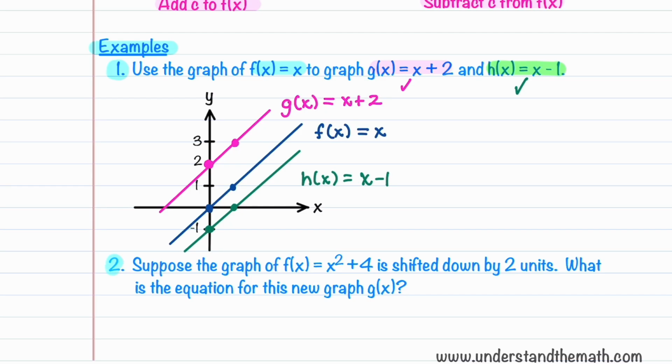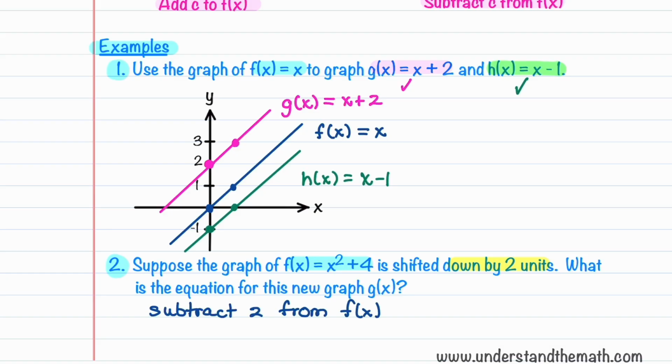Let's now do an algebraic example. Suppose we have a graph of f of x is equal to x squared plus 4, and we want to shift this graph downward by 2 units. What is the equation for this new graph that we're going to call g of x? When we shift f of x downward by 2 units, we're going to subtract 2 from f of x.